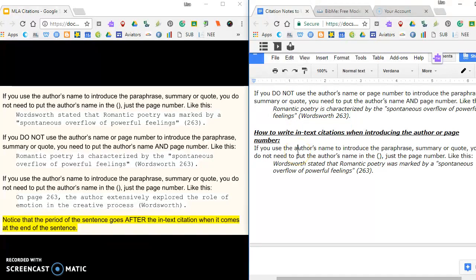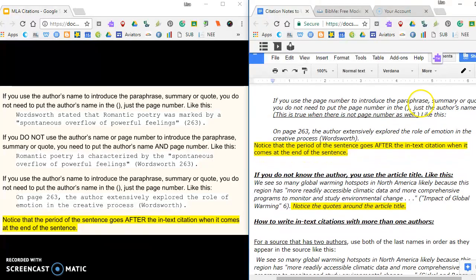However, if I choose to introduce the author when I am writing, so in this example down below, I have Wordsworth stated that the romantic poetry, yada, yada, yada. Since I use the author's name here, all I need to put in my in-text citation is the page number, okay? But I'm still punctuating everything correctly.